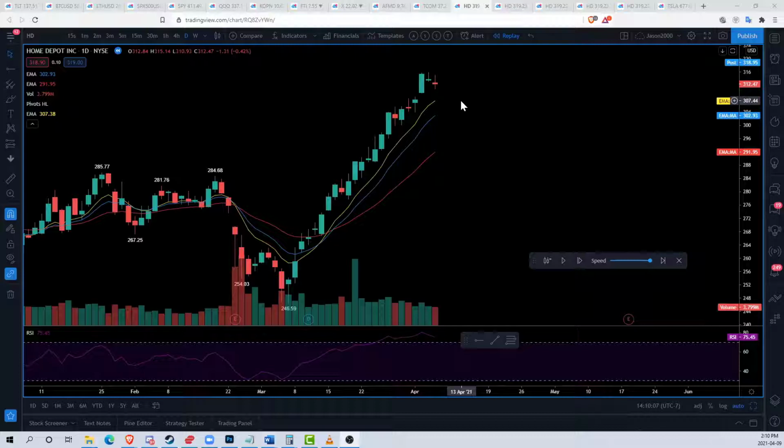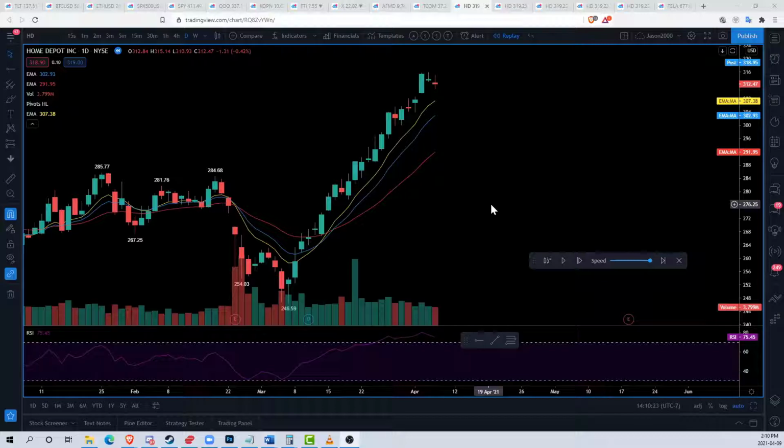Home Depot on the daily time frame. What's not to like about this? The bulls have been in absolute control. The volume is holding steady, and it's been overbought on the daily time frame, and this is where a lot of people are starting to scout for bearish entries. We're overextended. We need to see some pullback. When's that going to happen?